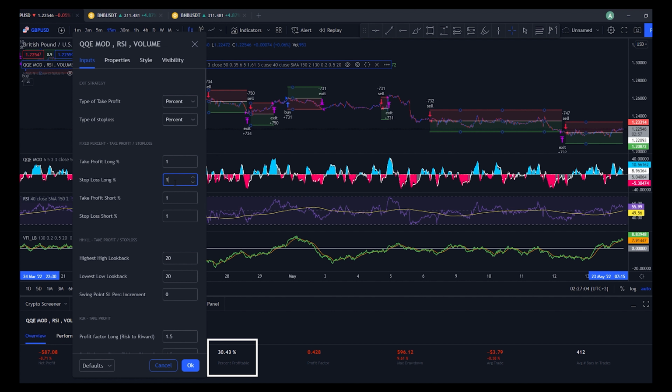Now, let's see the result. As we can see, the win rate is only 40.86%. Don't worry, you can set take profit and stop loss either on a percentage or ATR to get a higher win rate.